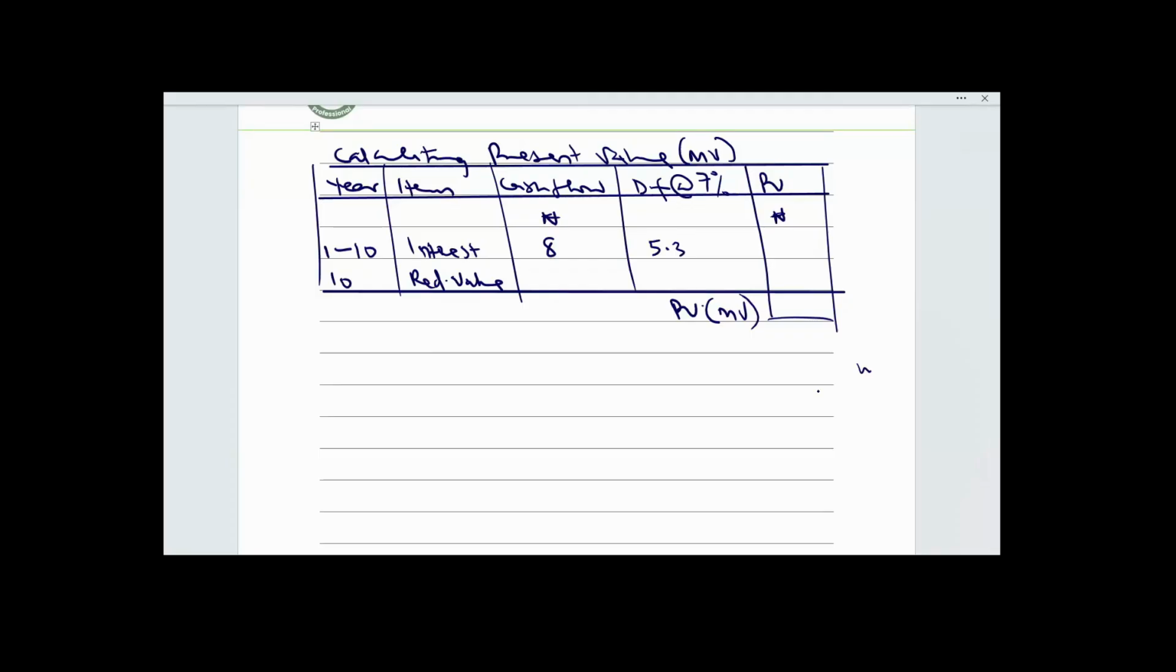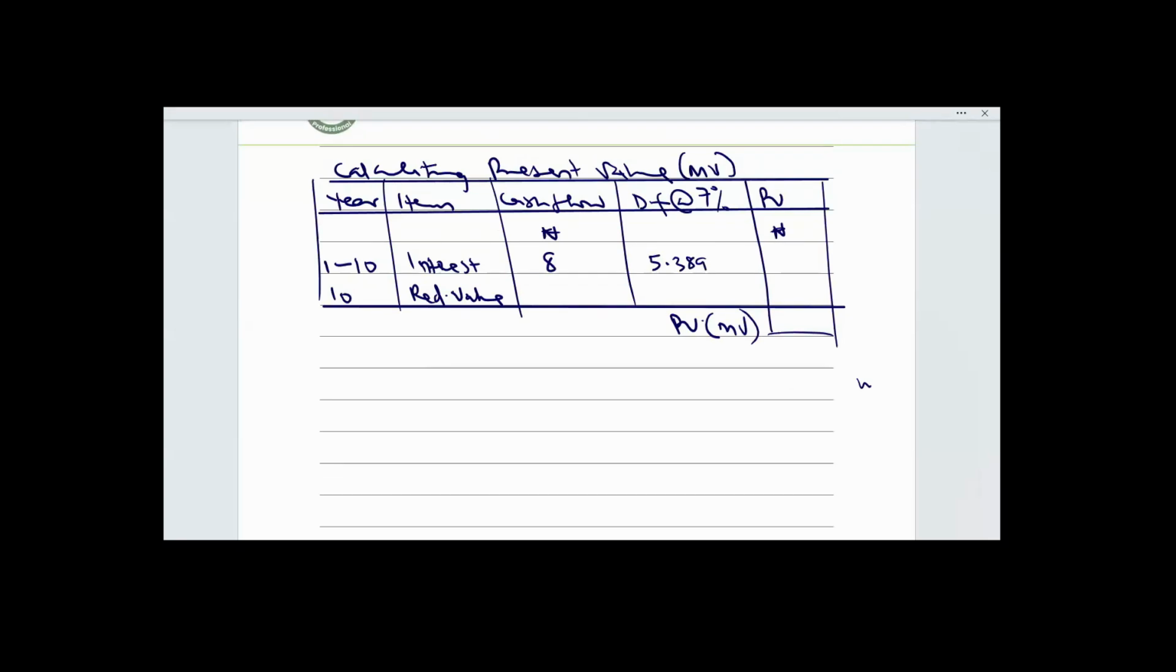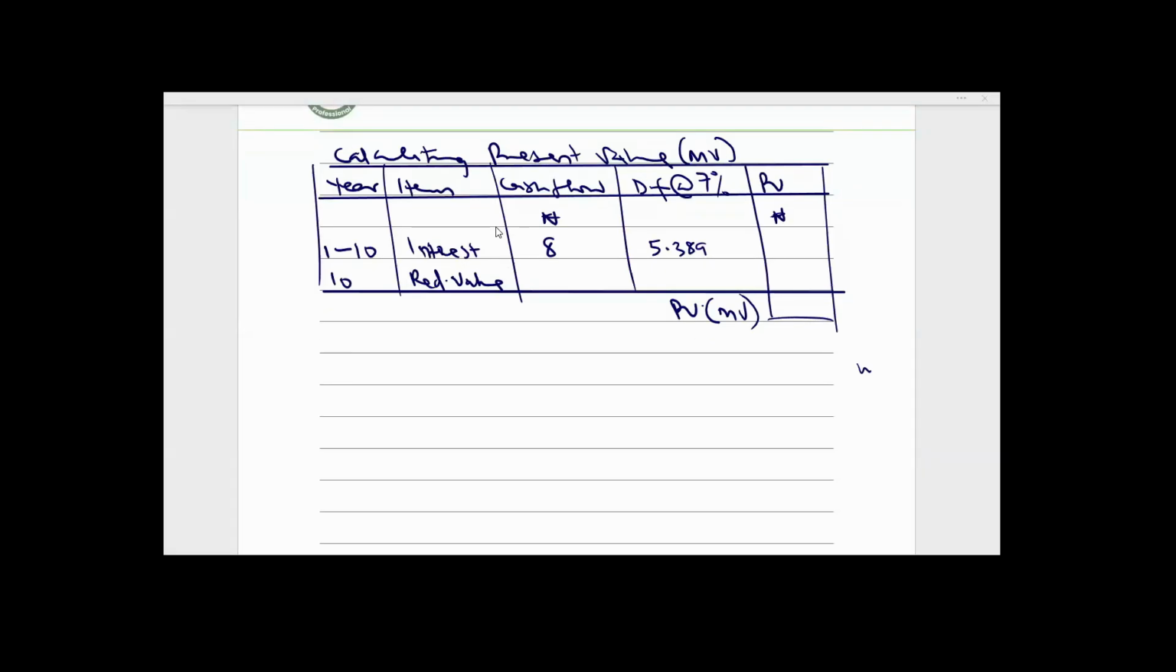5.389. Okay, let me confirm your answer. Now, for those of you that are struggling to get the annuity factor, let's do it together.